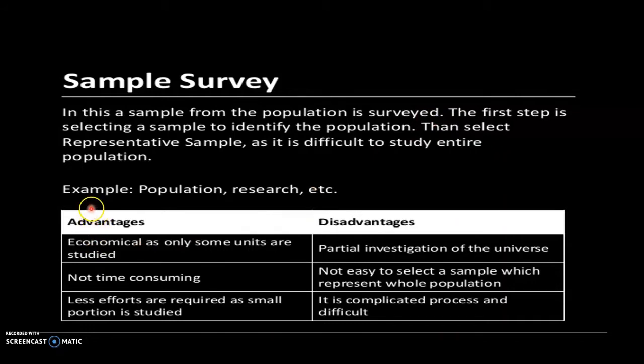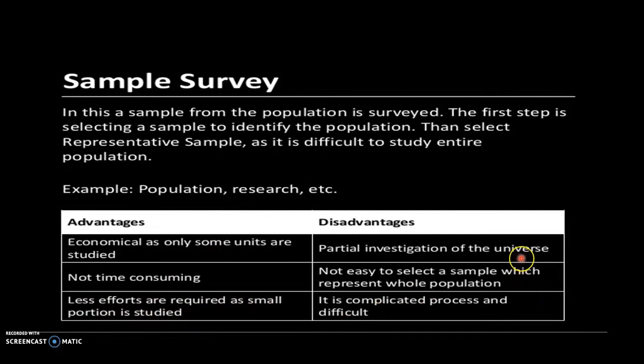Then what are the examples of the sample survey? Population, research, etc. Then what are the advantages and disadvantages of this sample survey? First one, economical, as only some units are studied. So it is a very economical process. Then not time consuming because the area of sample, or the units of sample, is very small compared to the population. Then less effort is required as a small portion is studied.